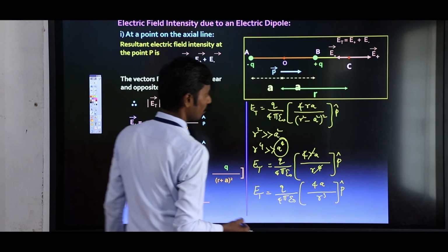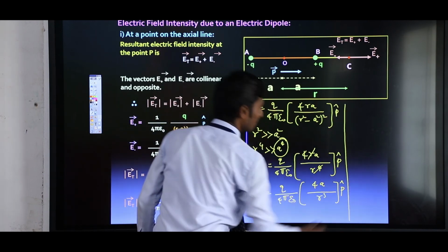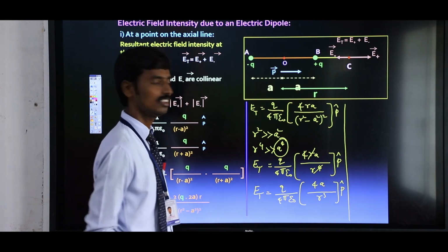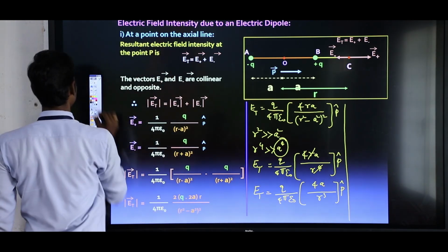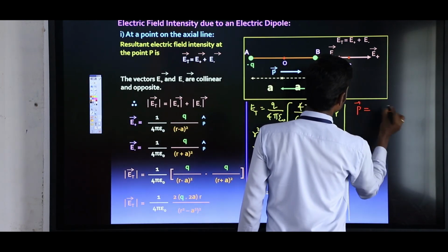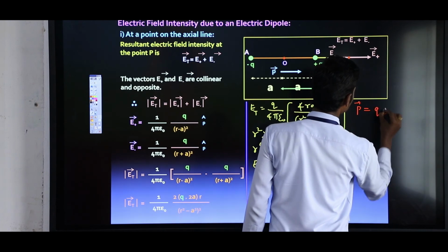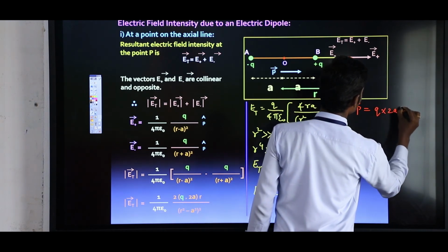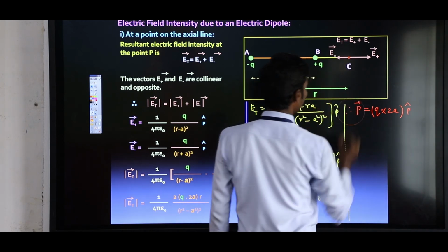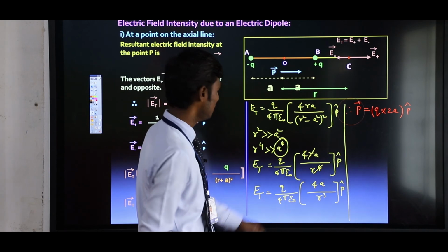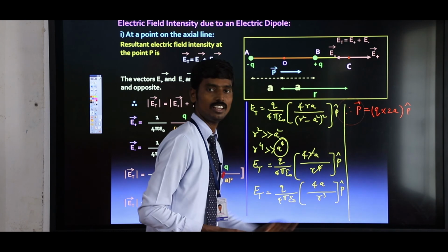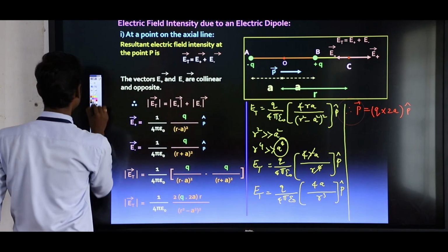Okay. See here, one basic concept we know: the electric dipole moment formula. My dear students, what is the formula for electric dipole moment? That is the same concept already we discussed. Electric dipole moment P vector equal to one of the charge into the distance into P cap. This is the general expression for electric dipole. See here, 4a into Q splitted 2 into 2a. You know that 2 into 2a.